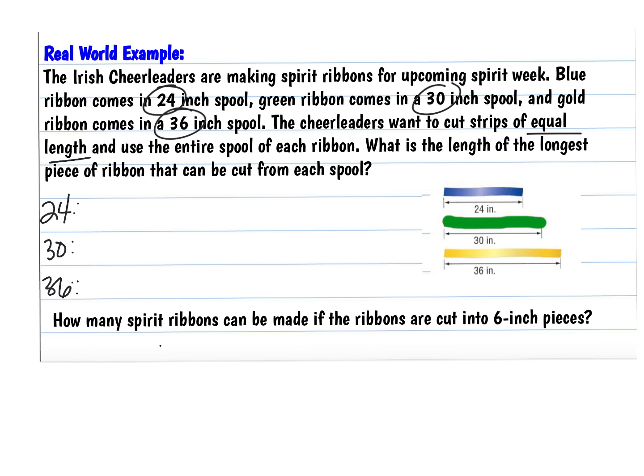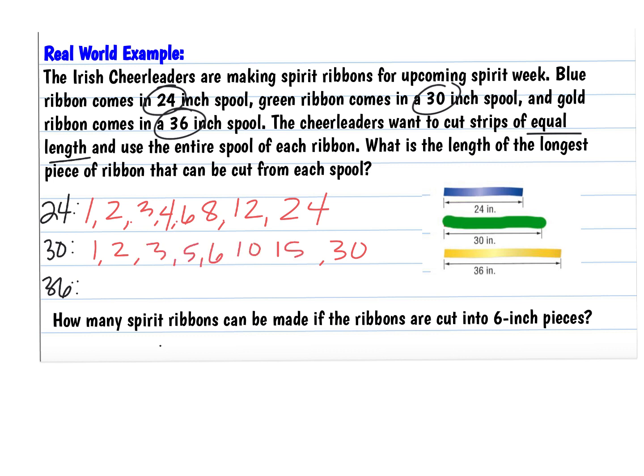So let's list out the factors of each one. 24 is 1 and 24, 2 and 12, remember the factors are what multiplied by what to get that number, so 3 and 8, and then 4 and 6. 30 is 1 and 30, 2 times 15, 3 times 10, and then 5 times 6. 36 is 1 times 36, 2 times 18, 3 times 12, and then 6, because 6 times 6 is 36, but we just put that in there once.